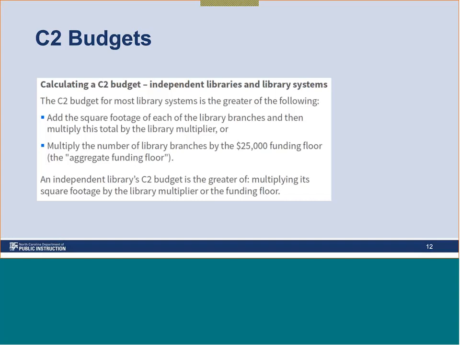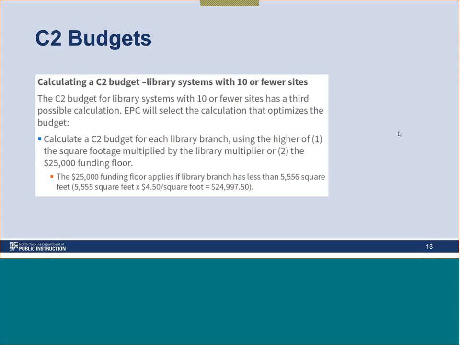You might have a couple of those in some spaces, but you might have your central regional branch that multiplies by that $4.50 per square foot. You can do that. An independent library's C2 budget is the greater of multiplying square footage by the multiplier, $4.50 a square foot, or the funding floor, $25,000. Again, as I mentioned in the last slide, if your library system has fewer than 10 sites, you have this third option of doing that mix and match.